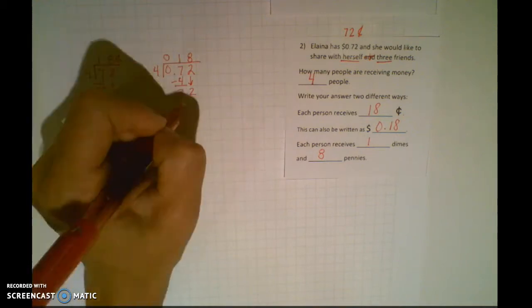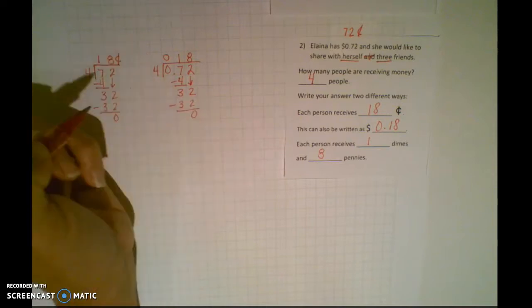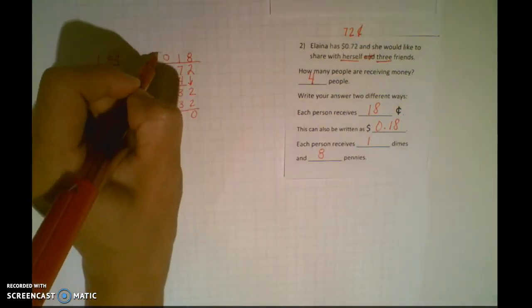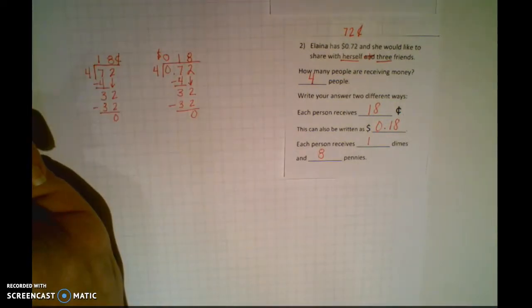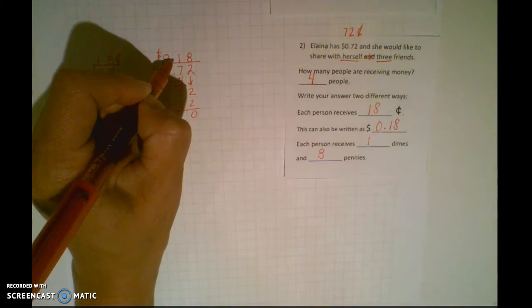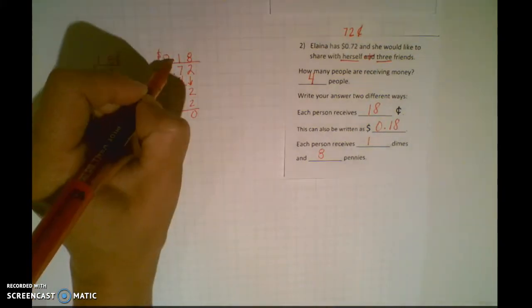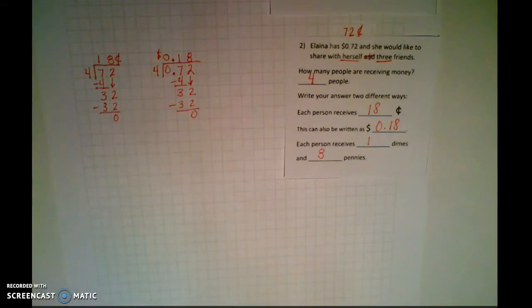So 4 times 8 is 32. And when I subtract, I got a remainder of 0. And I put my dollar sign in. But look at this. It says I have $18. And that doesn't make sense. I know I didn't have $18. I had 18 cents. So I'm going to put my decimal in where it belongs. And I want you to note the placement of the decimal in the problem and in your answer and see if you can make some observations about that.